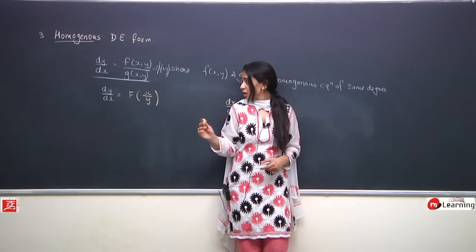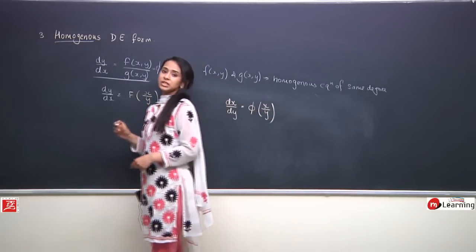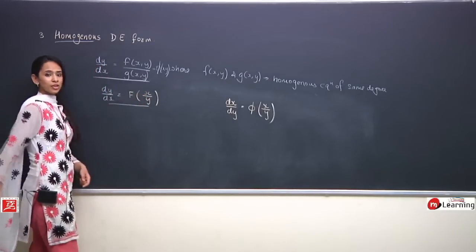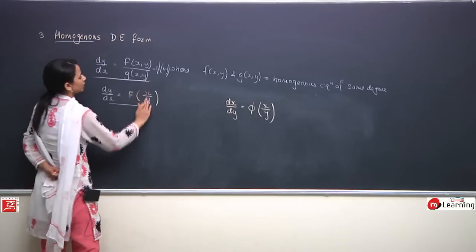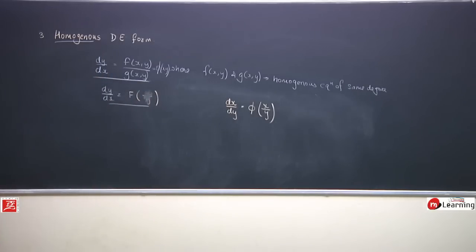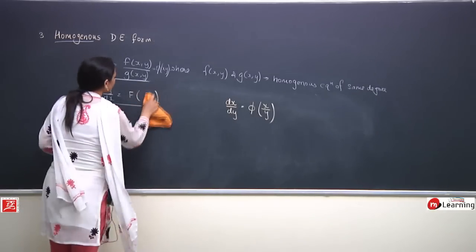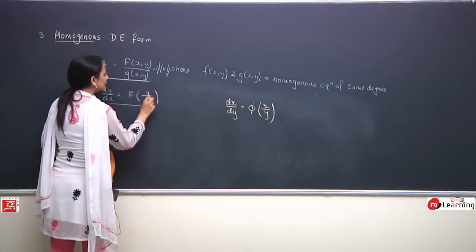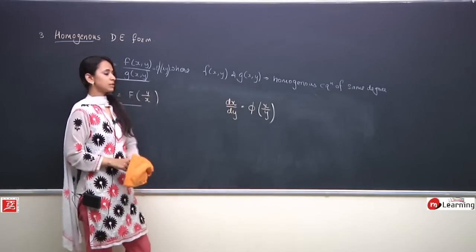solve such an equation. So in order to solve such an equation, the standard approach is, we know that dy by dx is a function of x comma y. Sorry, dy by dx is a function of y by x, not x by y. dy by dx would be a function of y by x and dx by dy would be a function of x by y.